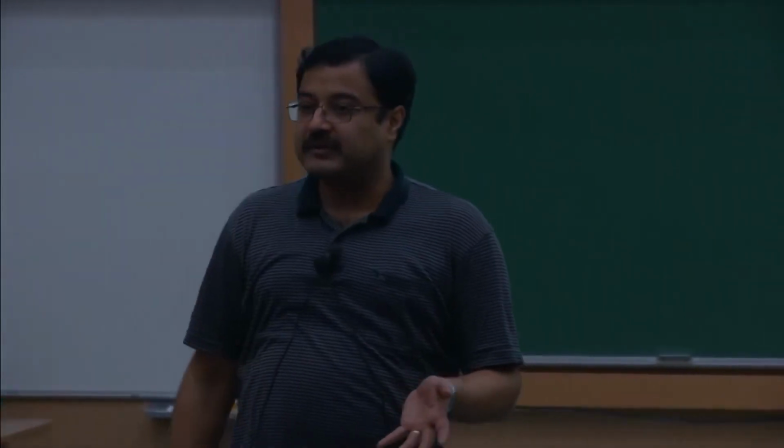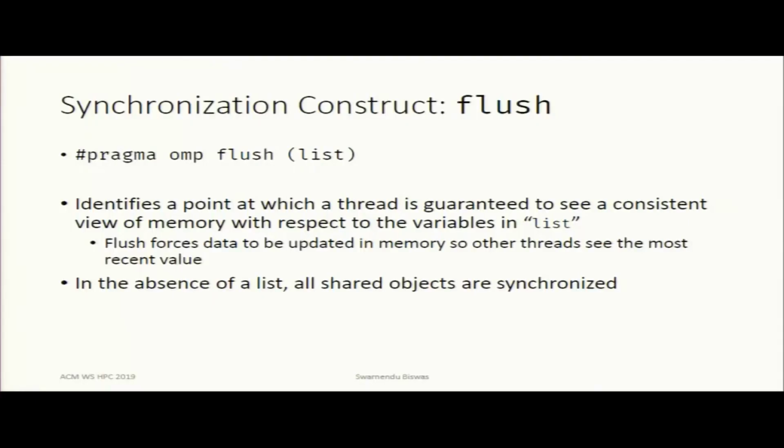The operation that enforces consistency is called a flush operation in OpenMP. So we'll see here: hash pragma OMP flush, and then you have a list. The list could be a list of variables. What this tells you is that it identifies a point in the program where a thread is guaranteed to see a consistent view of memory. That means whatever modifications you did, say I have over here hash pragma OMP flush A comma B, where A and B are variables.